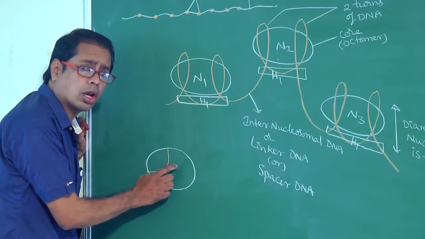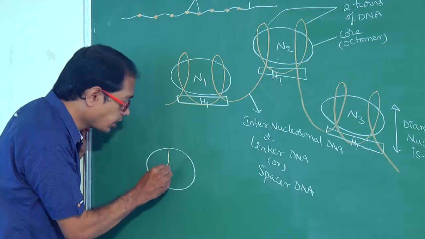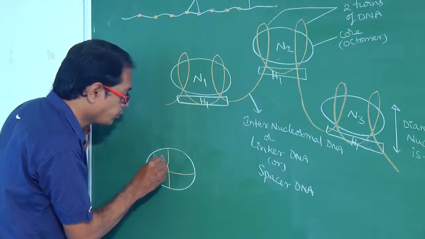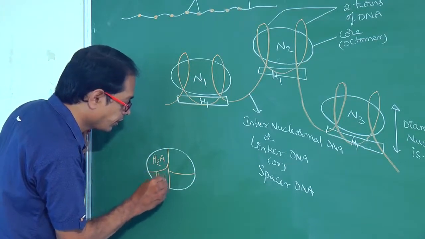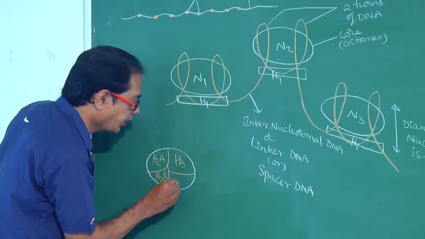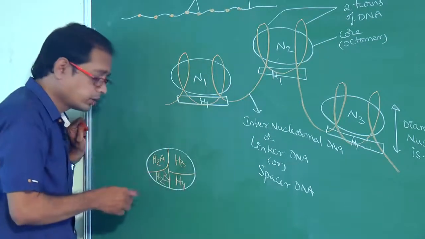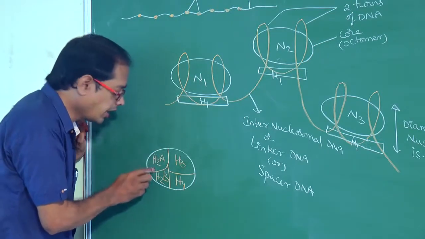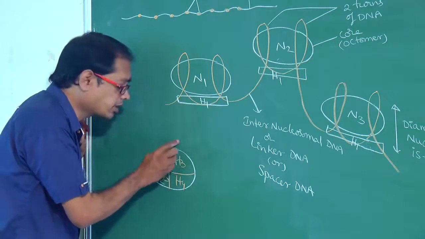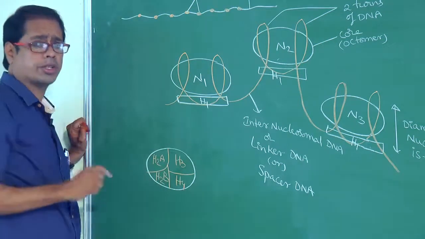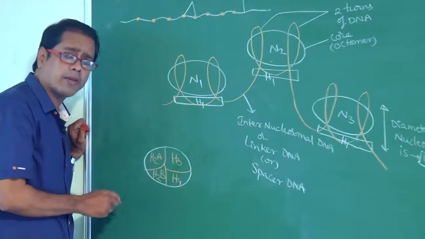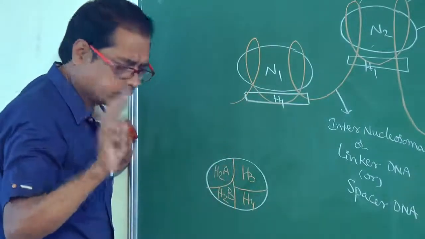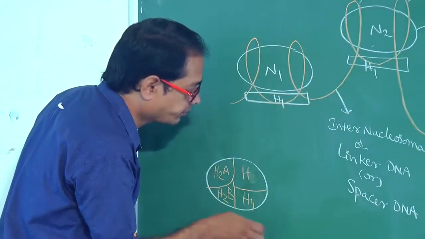That is called core or octamer. So this is 1, this is 2, right, this is H2A, H2B, H3, H4. 2 copies of each. That means another H2A will be on the backside, another H2B backside, H3 backside, H4. Each one 2 copies. So H2A number of copies 2, H2B 2 copies, H3 2 copies.